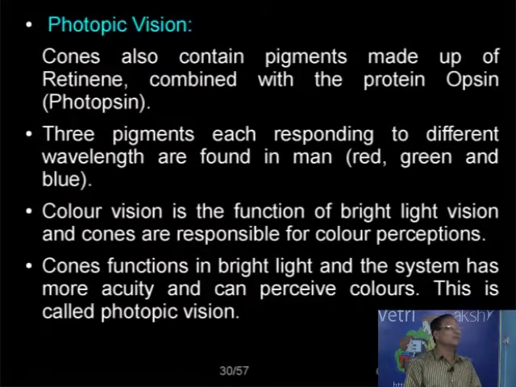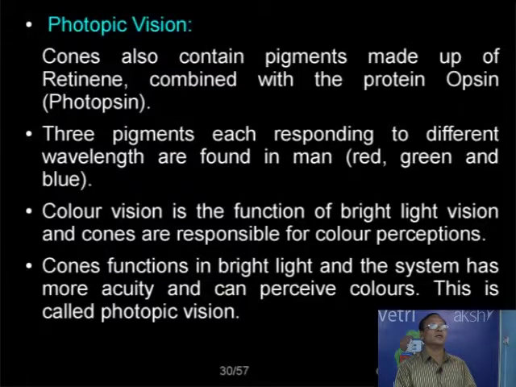Normally there are three different types of pigments in the cones, each responding to different wavelengths, for red, green and blue. I mentioned erythrolabe, cyanolabe, and for green, chlorolabe. So color vision is a function of bright light vision, and cones are responsible for the perception of colors. A person would see color only in bright light.